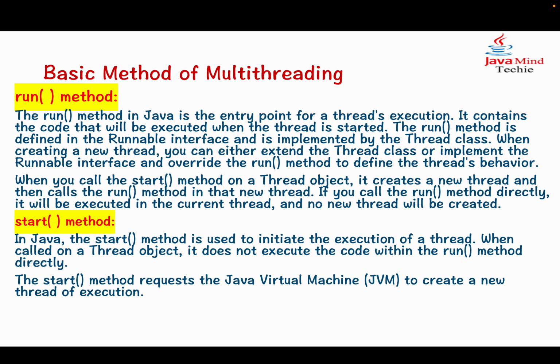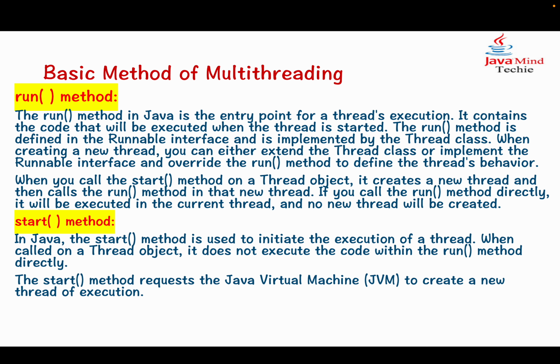Then guys, when you call the start method, after creating the object of our class, we can call the start method on a thread object. It creates a new thread and then calls the run method in that new thread. If you call the run method directly, it will be executed in the current thread and no new thread will be created, guys. That thing you need to keep in mind, guys. This is an important point. Then guys, what is the start method?